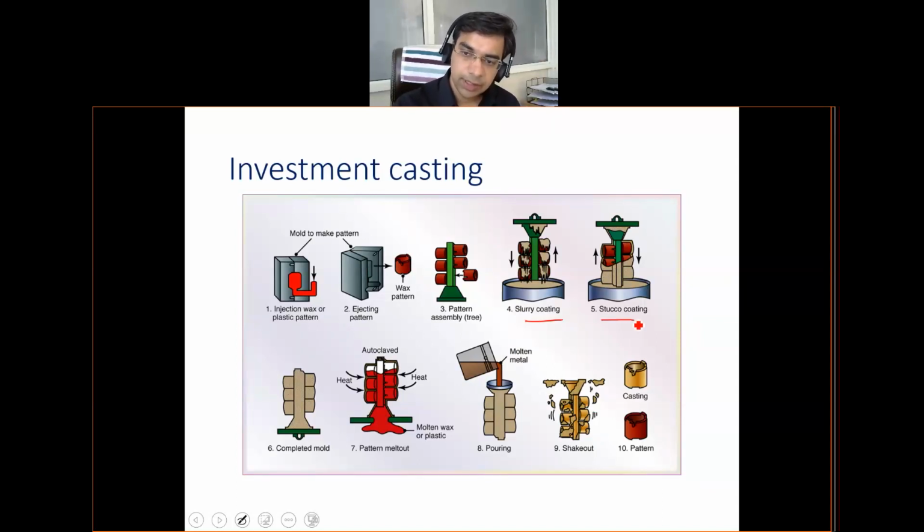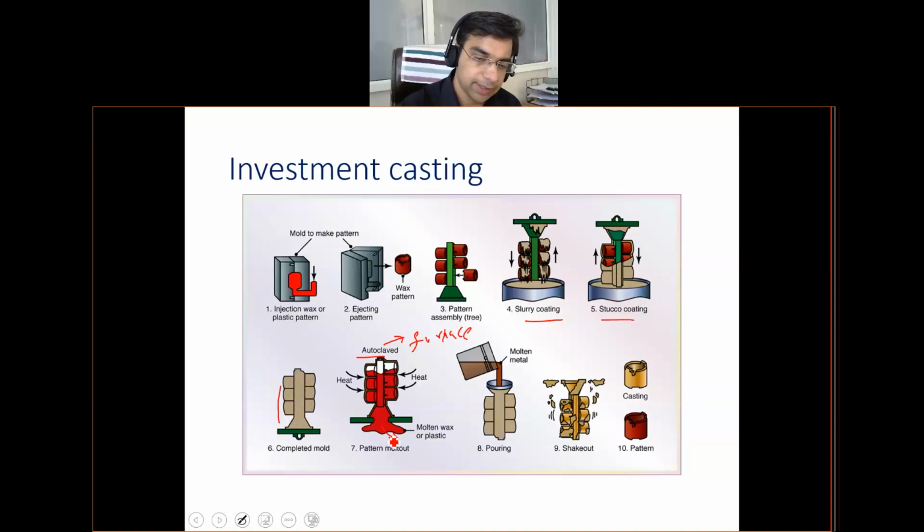So after the desired thickness is achieved in this case, so what you do is then you take this coated wax pattern to a furnace. Here autoclave basically is indicating a furnace. So in this furnace, what we are doing is we are basically applying heat, and when we apply heat, the wax which is present inside this coated pattern, what is happening? This wax gets melted out, and you are left with this cavity to yourself.